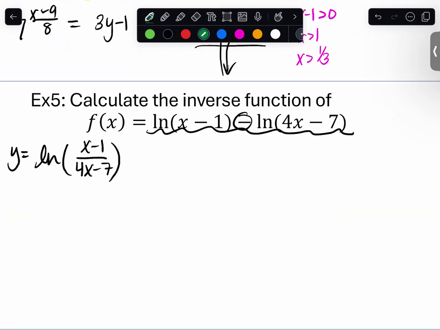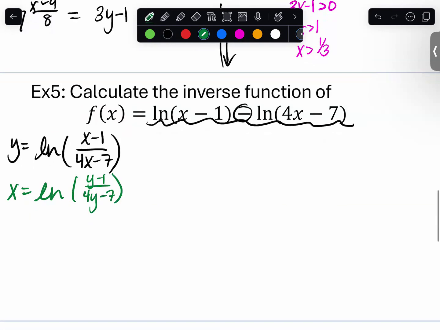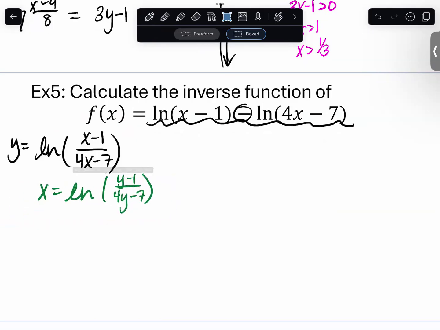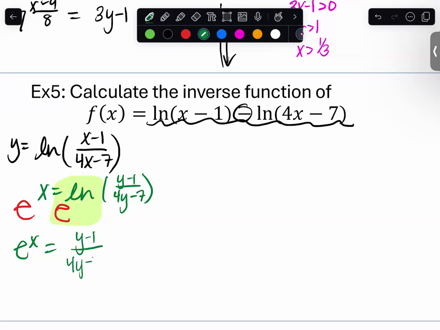Now I'm going to swap the x's and y's, so I get x equals the natural log of y minus 1 over 4y minus 7. Now that I have it rewritten as a single logarithm of something, I can use the inverse of a natural log, a log base e, by raising each side e to that power. So when I solve this, now I have e to the x equals, on the right-hand side, e to the natural log of something are inverses. They cancel each other out. So I have y minus 1 over 4y minus 7.